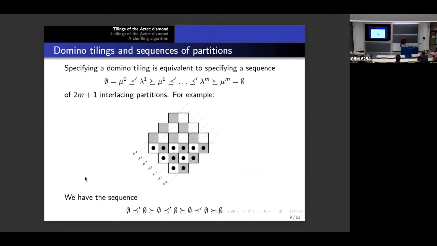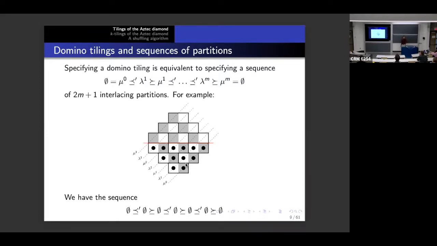So if we look at the tiling with only horizontal dominoes, and here I have this red line to indicate where we're going to view the center of these Maya diagrams, then we see all the particles are fully packed to the bottom left. And so this gives us a sequence of partitions: empty, empty, empty, empty, empty, all empty partitions.